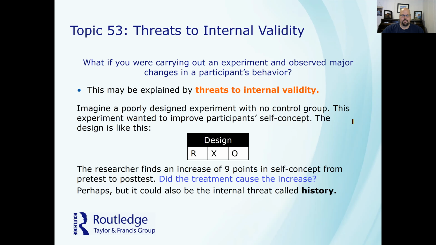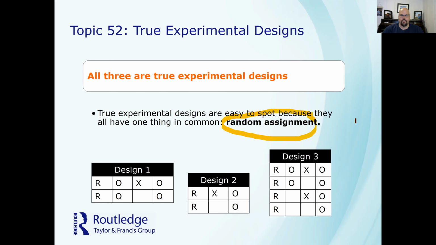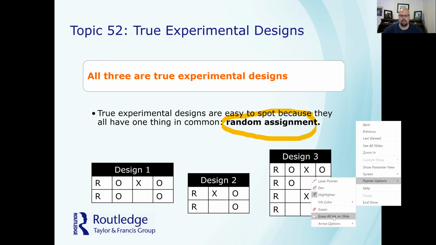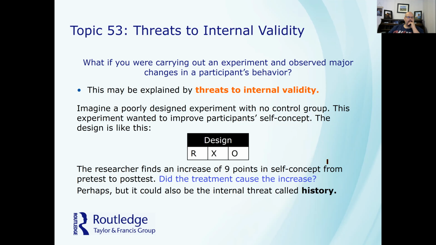So what are our threats to internal validity? Internal validity means the internal structure of the experiment. If you're carrying out an experiment and you observe major changes in participants' behavior, so you do this study technique and you say, hey, my technique of using 2 30-minute blocks of studying way improves people's ability to retain information.